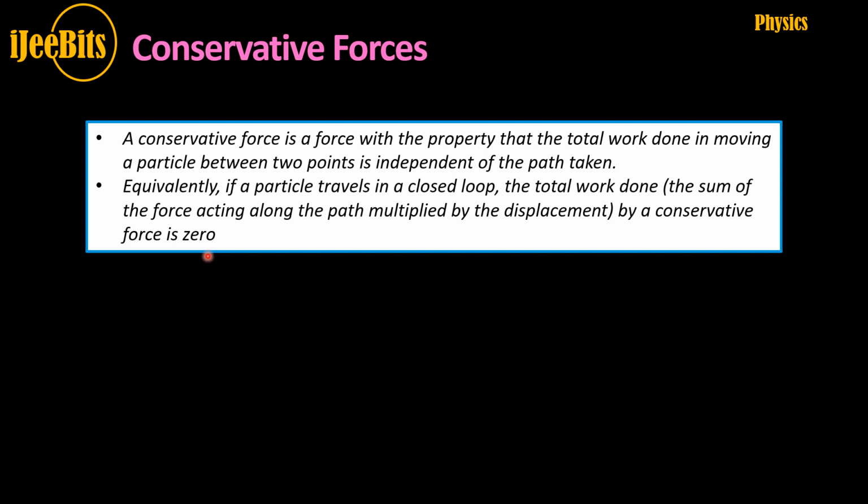In the closed loop, what would be the displacement? Displacement would be 0 if the starting point and ending point are the same. A closed path means the initial and final positions remain the same, and hence the change in displacement is 0, and hence the work done remains 0. That's why we say that the work done in a closed loop by a conservative force is 0.